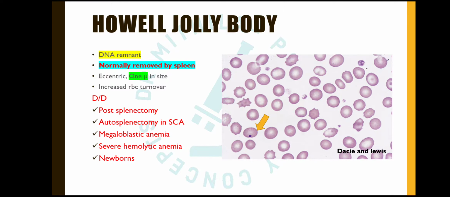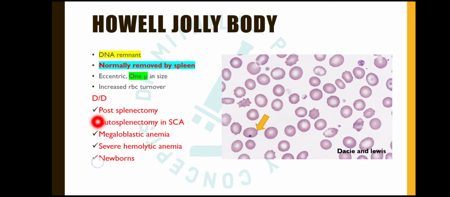Next we come to certain inclusions which sometimes create confusion and are very commonly asked in the MCQs. So first is the Howell-Jolly body. Howell-Jolly body is a DNA remnant. Important, you should remember that it is a DNA remnant and it is normally removed by the spleen. It is eccentric and 1 micron in size, and it indicates an increased turnover of the RBC. And sometimes when there is ineffective erythropoiesis, it can be seen.